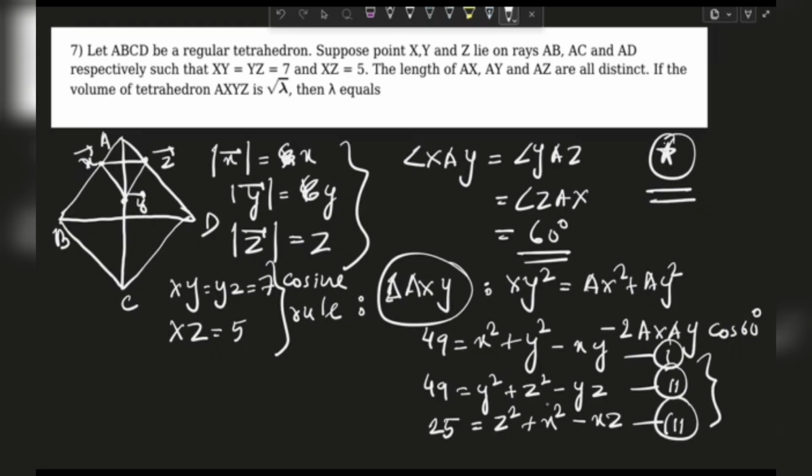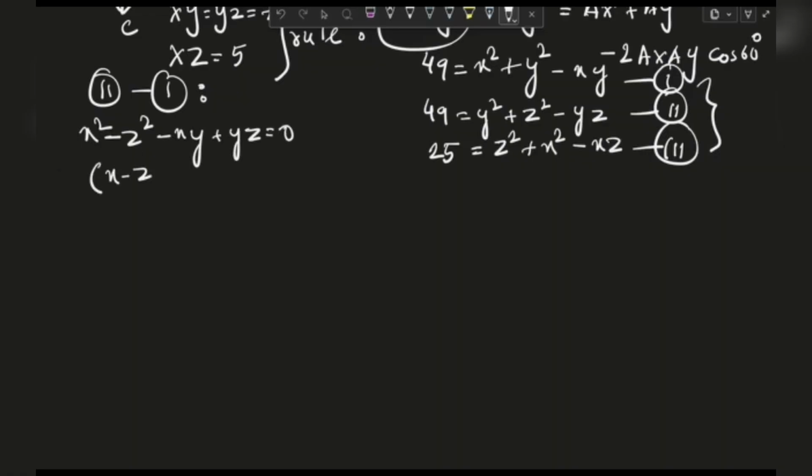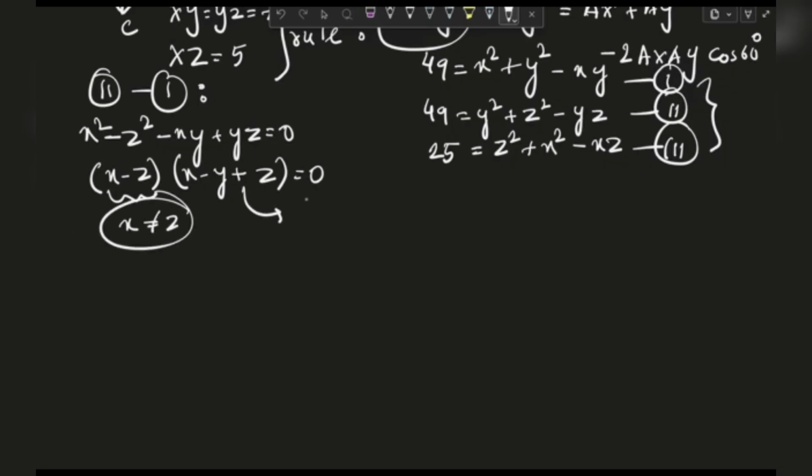Now we'll do some manipulation with these equations. First, I will subtract equation 1 from equation number 2. I'm writing out the steps so that you understand. This becomes x squared minus z squared minus xy plus yz equals 0. If we take common factors, pretty simple, x minus z into x minus y plus z equals 0. Now these two vectors can't be equal, pretty obvious. So from here we have y equal to x plus z as our first requisite condition.